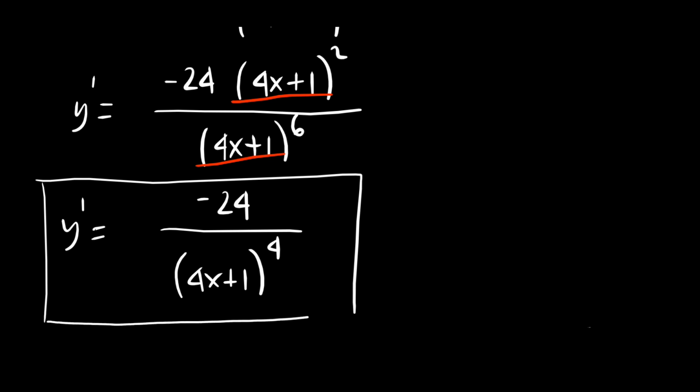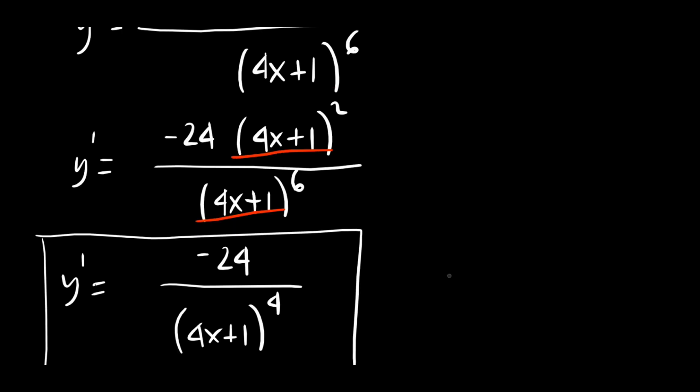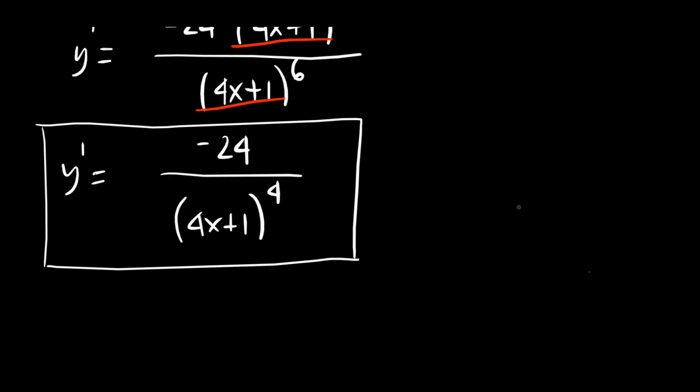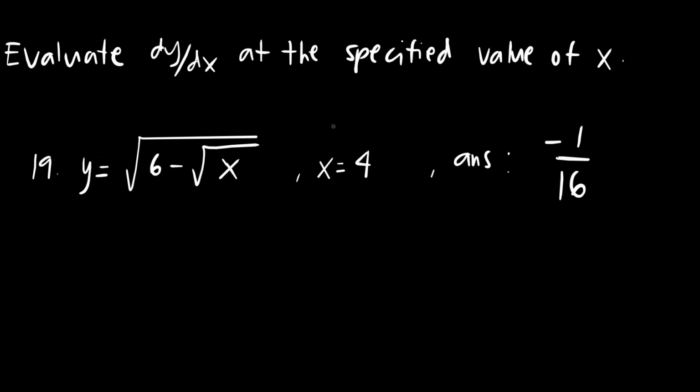So let's check if our answer is correct. So our answer is negative 24 all over (4x + 1) raised to the power of 4. So our answer here is correct. So let's proceed to number 19.